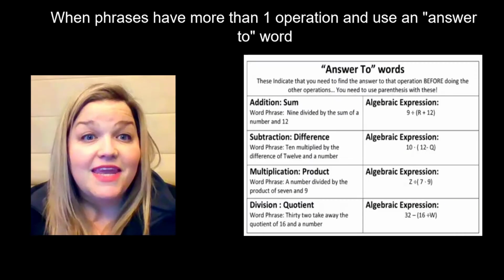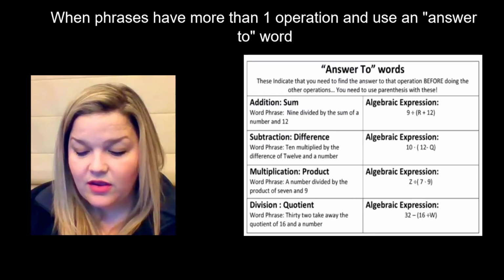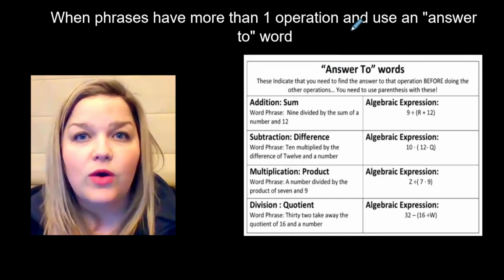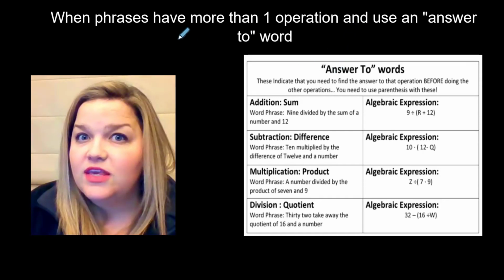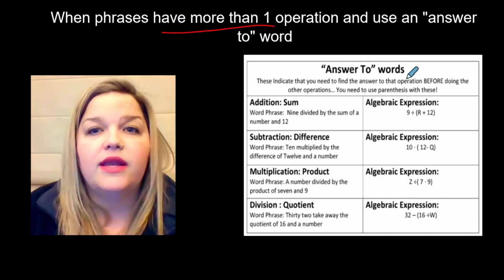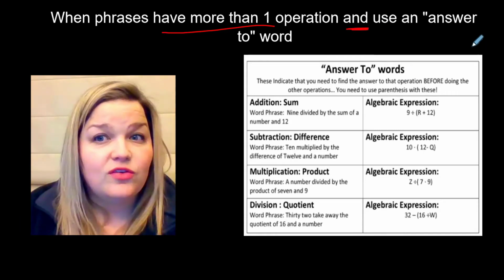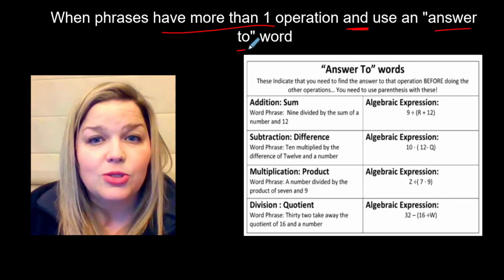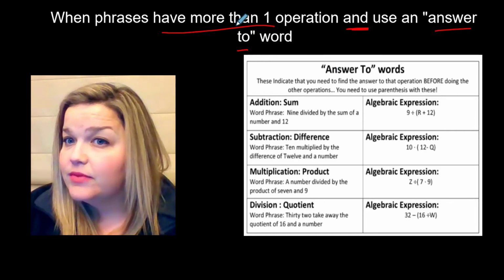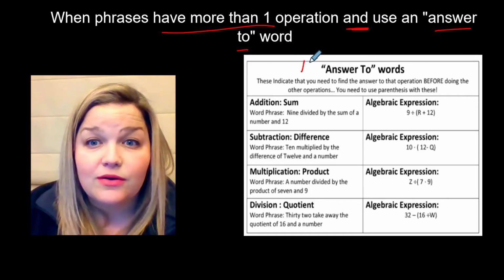Next, I wanted to move on and talk about situations where the word phrase you're given has more than one operation going on. That's the key thing I want you to notice. It has more than one operation, and it uses what I call answer-to words. Well, what in the world is an answer-to word?